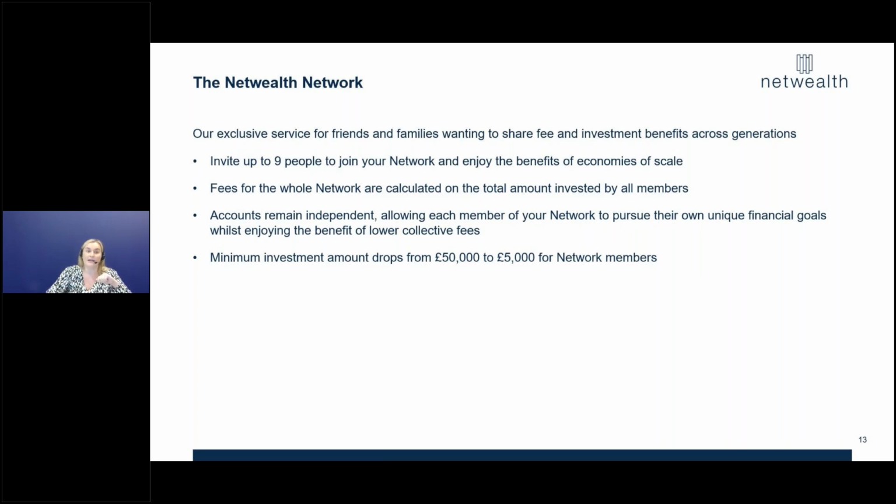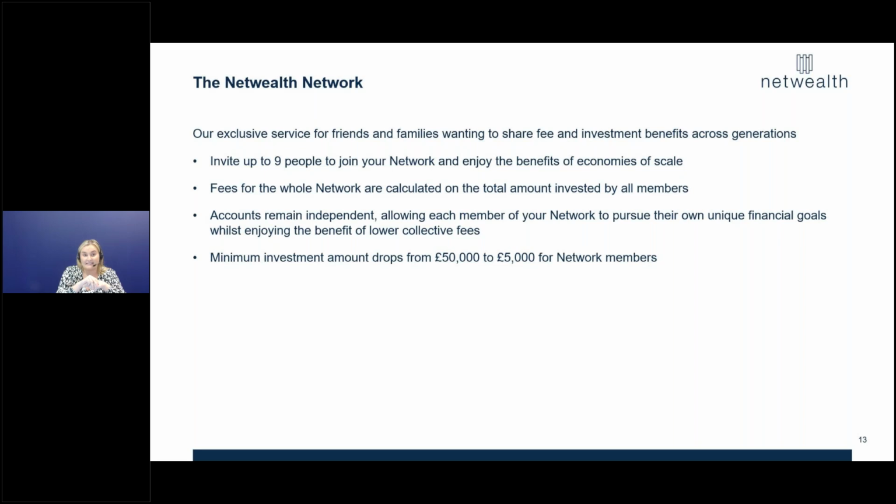And this is why over 75% of our clients choose to be in a network to make their financial pots more efficient. So how does it work? You can invite up to 9 friends or family members, making a total of 10 people in the network. And the percentage fee clients pay is based on the combined value of the contributions, not on the individual pots. And as is typical for wealth management, the more you invest means you pay less as a percentage.